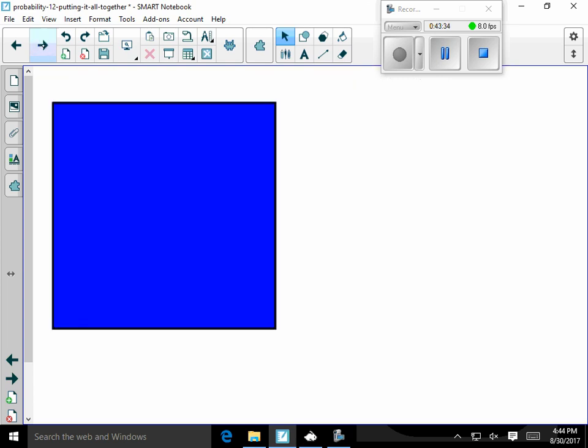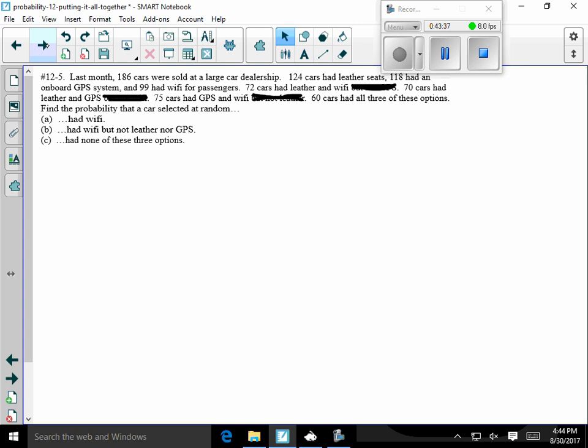Okay, let's take another one. So this one says, last month, 186 cars were sold at a large car dealership. 124 had leather seats, 118 had onboard GPS, 99 had Wi-Fi for passengers, 72 cars had leather and Wi-Fi, 70 cars had leather and GPS, 75 cars had GPS and Wi-Fi, 60 cars had all 3 of these options. Find the probability that a car selected at random had Wi-Fi but not leather or GPS, and had none of these 3 options. So pause this and then give this one a try.